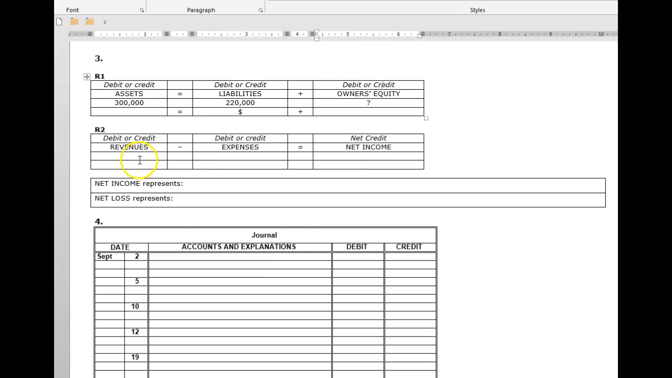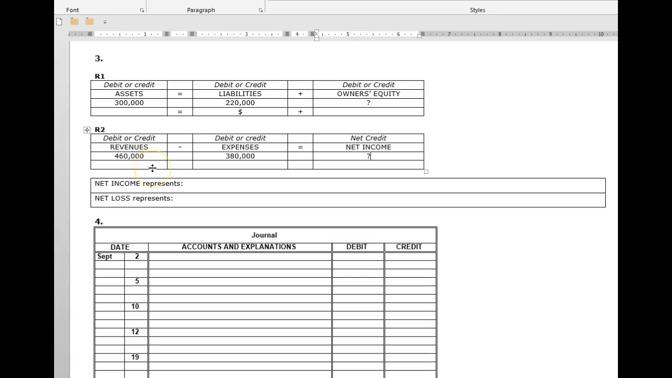The next one is revenues. They give us revenues of $460,000 and expenses of $380,000. And we know revenues minus expenses equal net income, so you have to do the calculation for that. The question then becomes, is revenue a credit or a debit? Are expenses a debit or a credit? And what is net income?